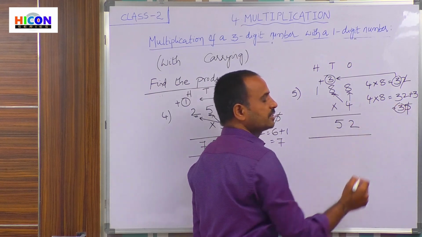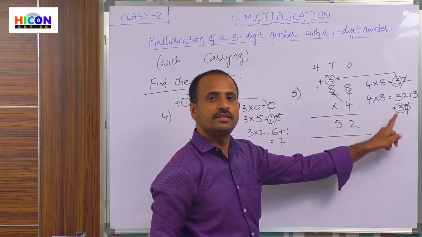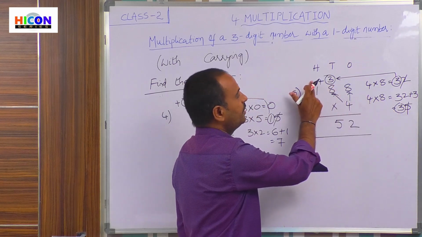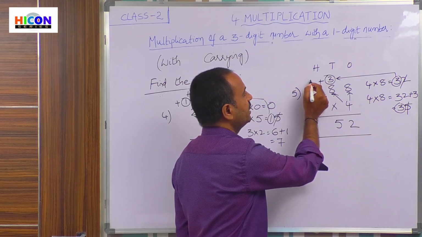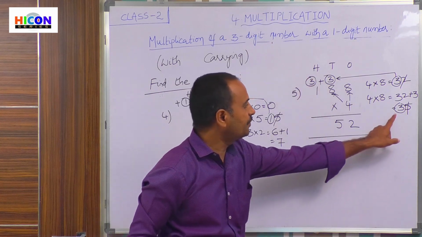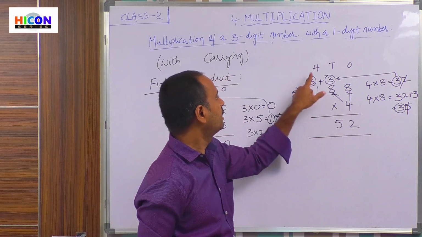And carry the first digit to the next place. What is the first digit here? 3. And carry this 3 to the next place. What is the next place here? Hundreds. So carry the first digit to the hundreds place. So write 3 under hundreds place.